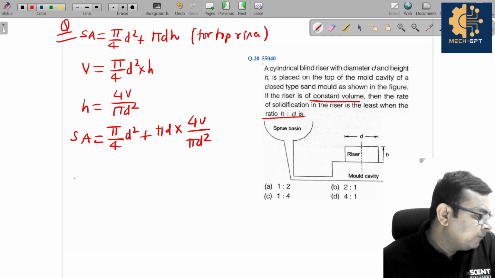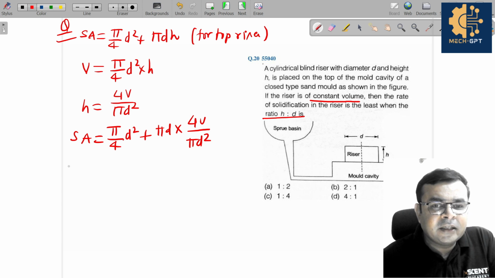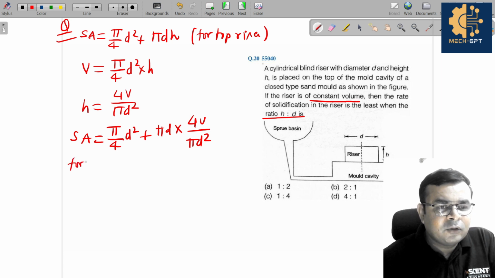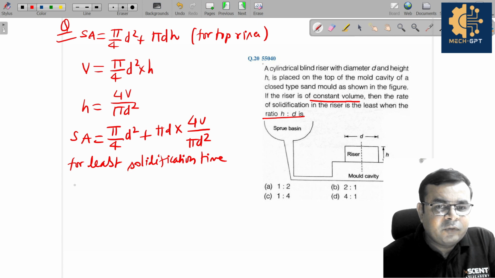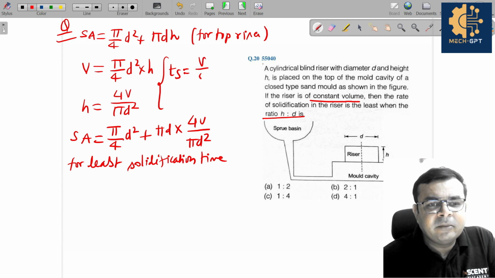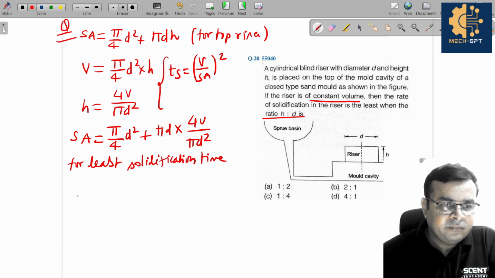So simply we can say for least solidification time in the riser, can I say the surface area, because as you know from the Chvorinov equation, the solidification time is nothing but V by SA whole square. Yes or no? For least solidification time, minimum solidification time, the surface area will be maximum. Yes or no? For least solidification time, the surface area becomes maximum.